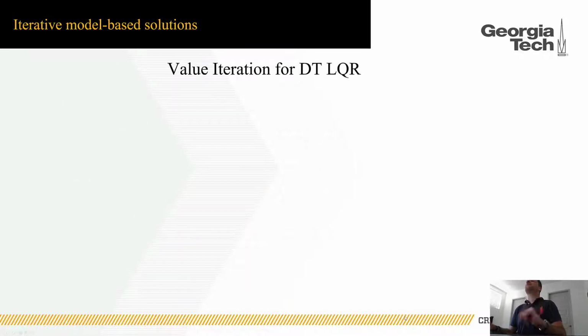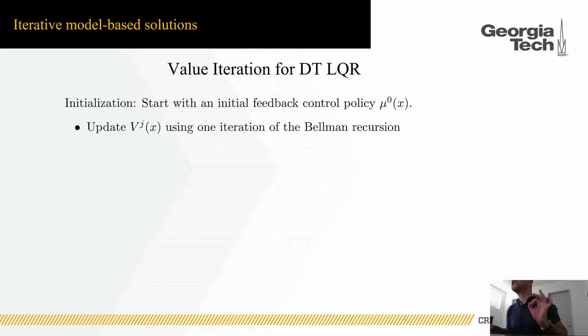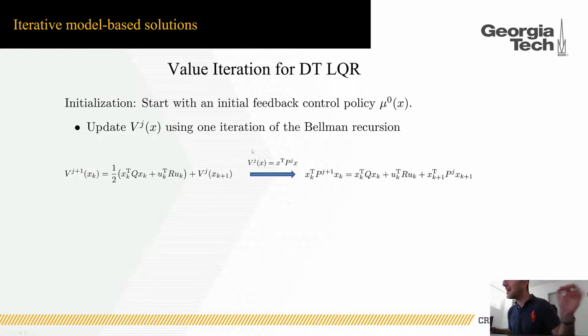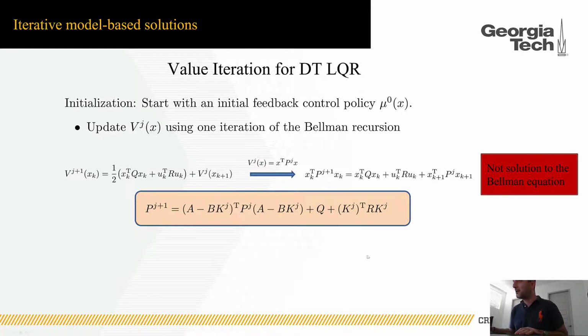Now, let's talk about value iteration for discrete-time LQR. Start with an initial feedback control policy. Update your cost using one iteration of the Bellman recursion. Here, as you see, I don't have j plus 1 and j plus 1; I have j plus 1 and j. So I substitute my Vj of x, x transpose Pj x, and I have Pj plus 1 on the left-hand side and Pj on the right-hand side. This is not a solution to the Bellman equation, though. It is this equation over here, where you have Pj plus 1 and Pj.